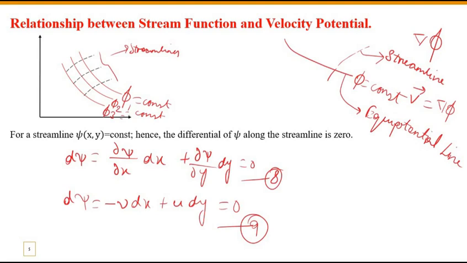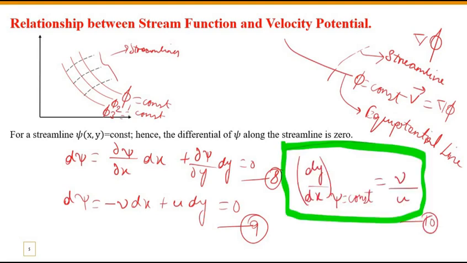Now if we solve equation 9 for dy by dx, where psi is equal to constant, we get the equation dy by dx is equal to v by u, where this dy by dx is nothing but the slope of our streamline where psi is equal to constant.